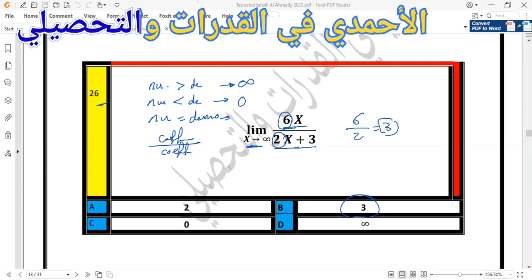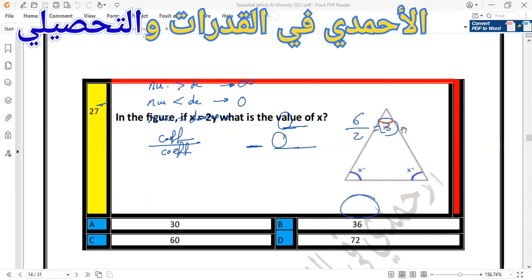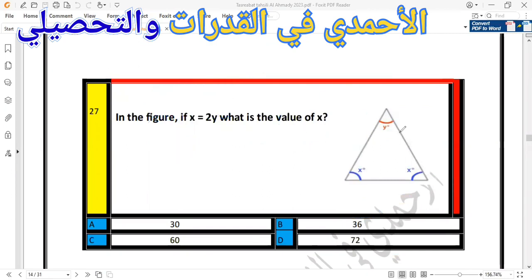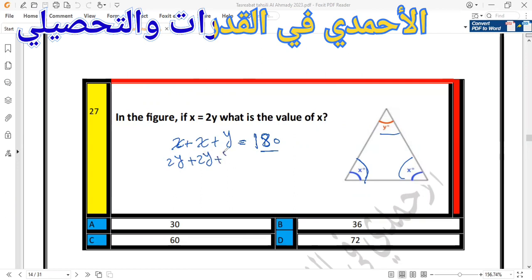Okay, number 27. In the figure, x equals y, what's the value of x? Here, the sum of the angles of a triangle equals 180. Sum of the angles of any triangle equals 180 degrees. Here x equals y, so 2y plus 2y plus y equals 180. 2y plus 2y plus y equals 5y, so 5y equals 180.